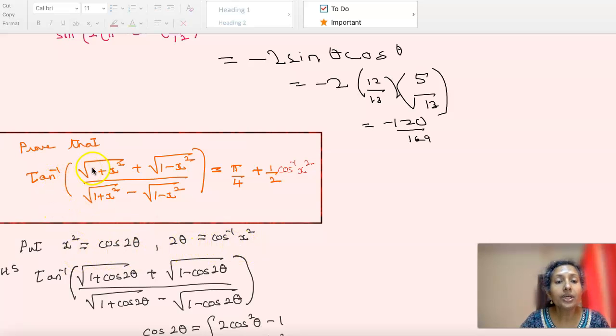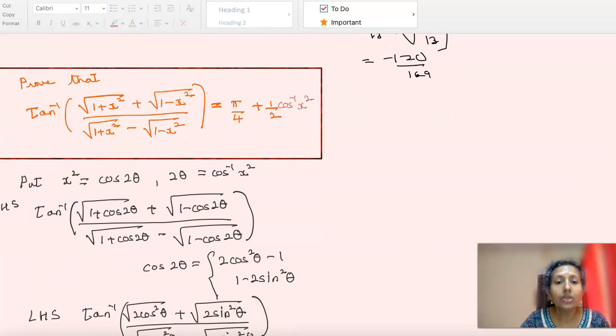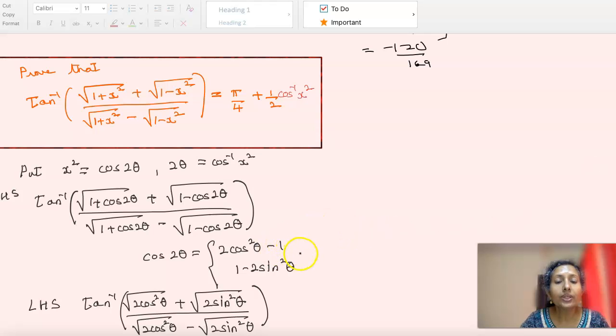So this becomes tan inverse of root 1 plus cos 2 theta plus root 1 minus cos 2 theta by root 1 plus cos 2 theta minus root 1 minus cos 2 theta. Now cos 2 theta is 2 cos square theta minus 1 or 1 minus 2 sin square theta. Aapko malum hoga ye formula bahut hi important hai cos 2 theta ka. 2 cos square theta minus 1 ya 1 minus 2 sin square theta.